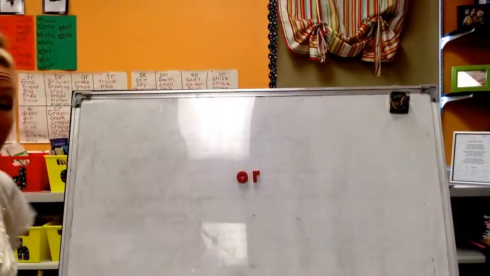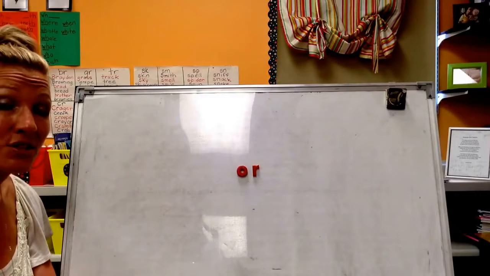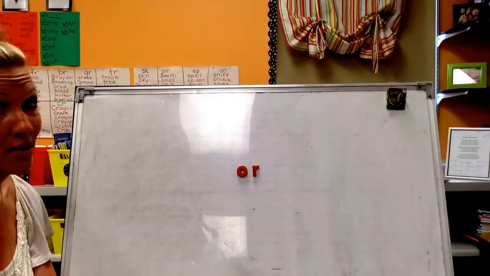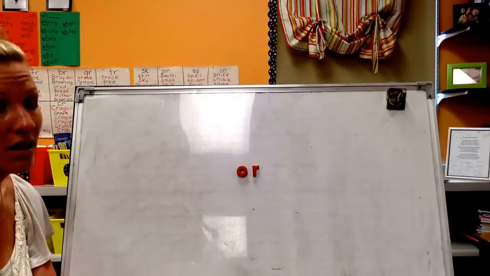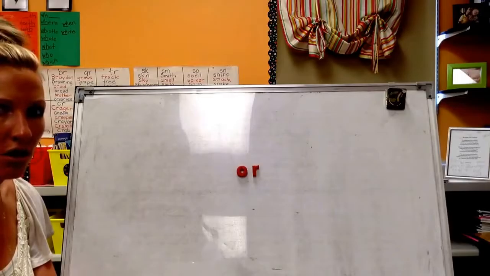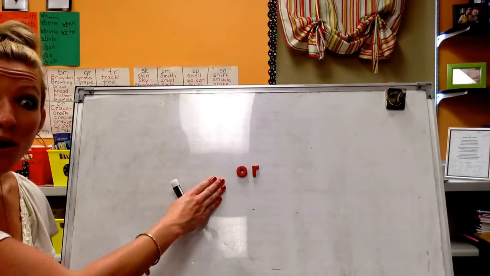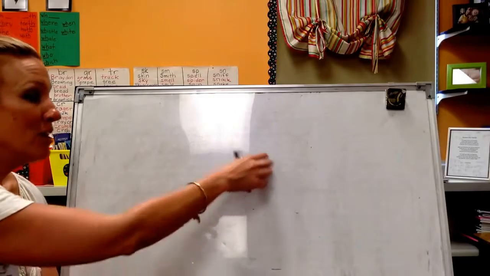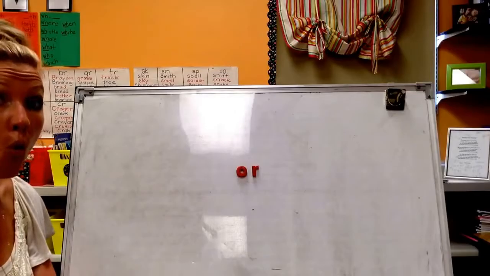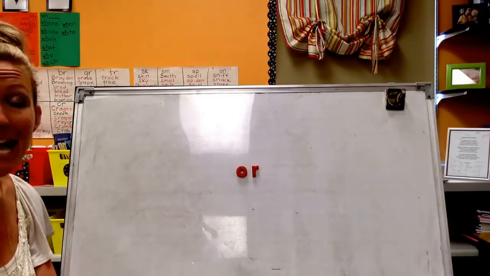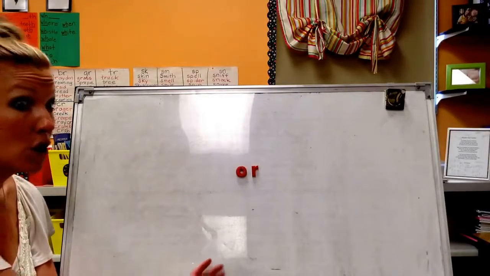We have been learning about R after a vowel, and now when a vowel has R after it, it changes the sound. It's not the normal short vowel sound or long vowel sound. Some people call it a bossy R. So anyways, we're going to talk about OR today. And when you see OR, one of the sounds that it can make is or. So it does not make the short O sound or the long O sound.